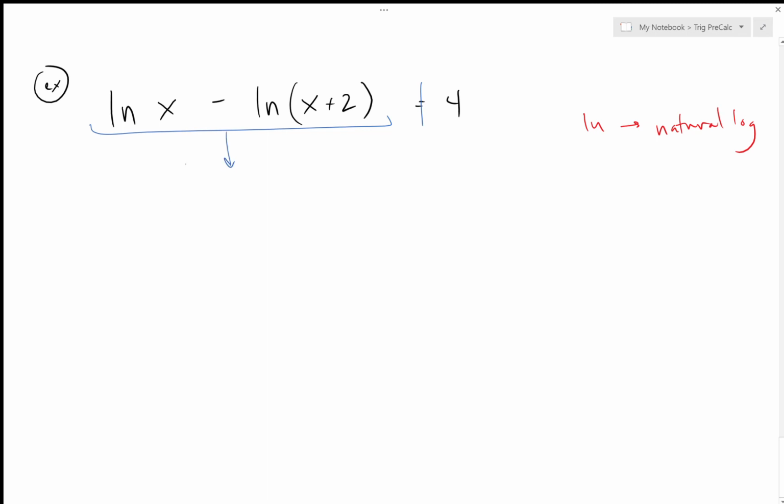We need to condense it down. Subtraction is going to become division. So we've got ln, x on top, x plus 2 on bottom equals 4.